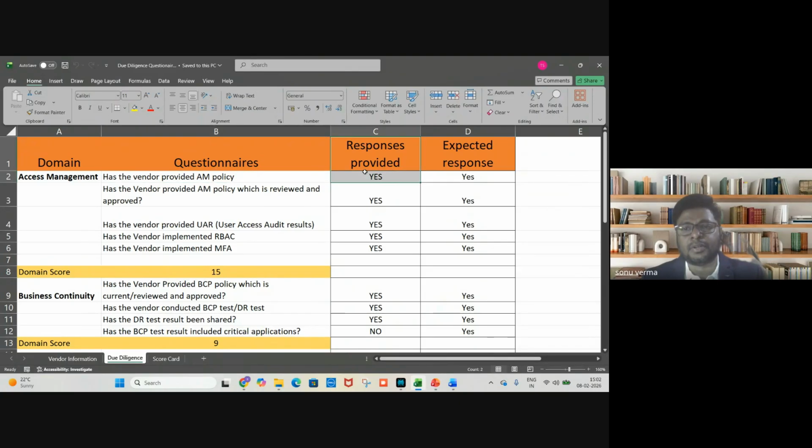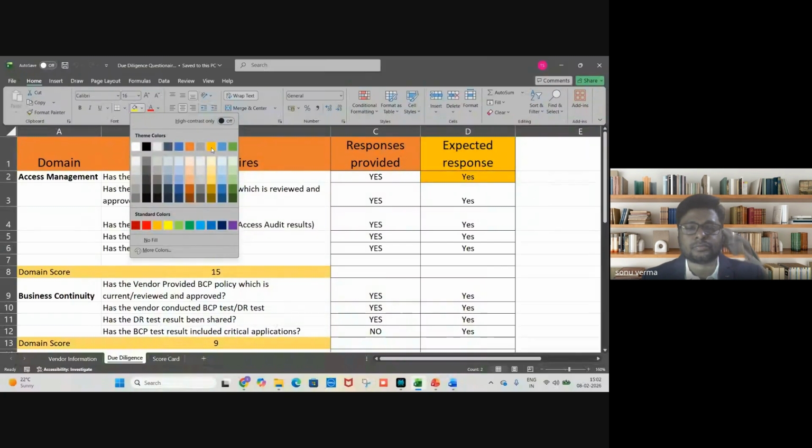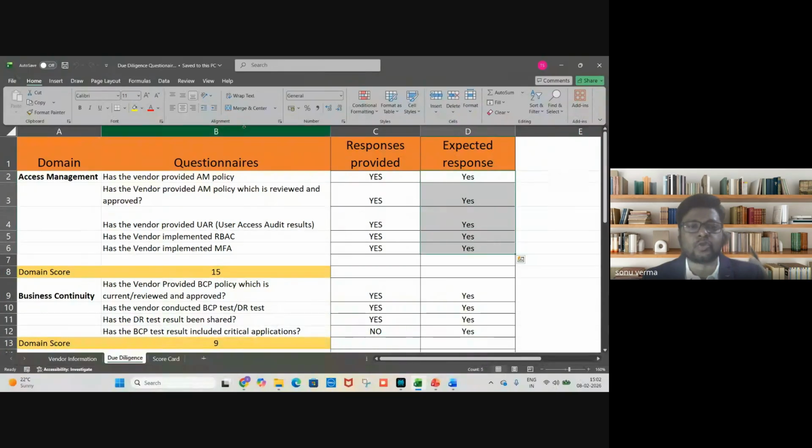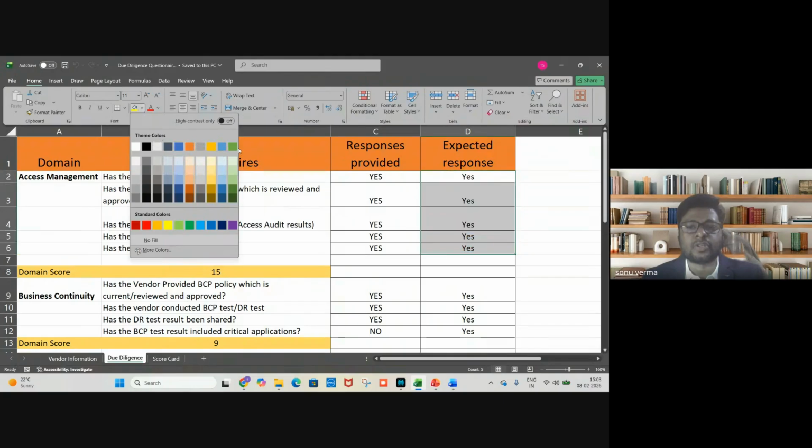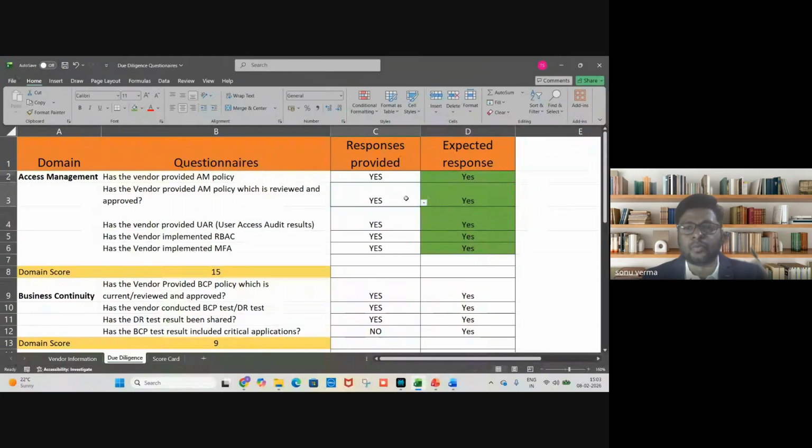We need a response, the expected response. Okay, this expected response portion needs to be green. Okay, in this portion they need to provide yes. We need to have the answer yes. If the vendor is saying yes, we have deployed the access management policy. Okay. This is the requirement of your organization, that the vendor should be saying yes.